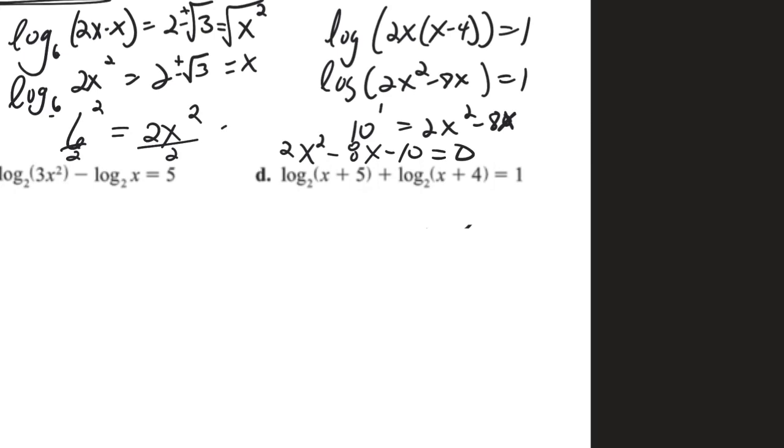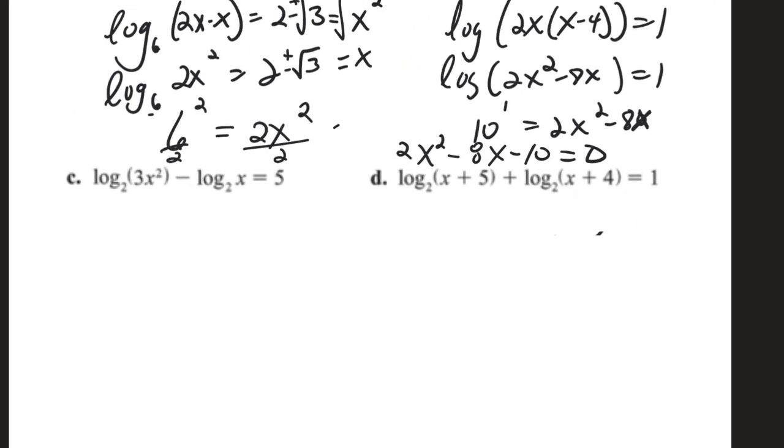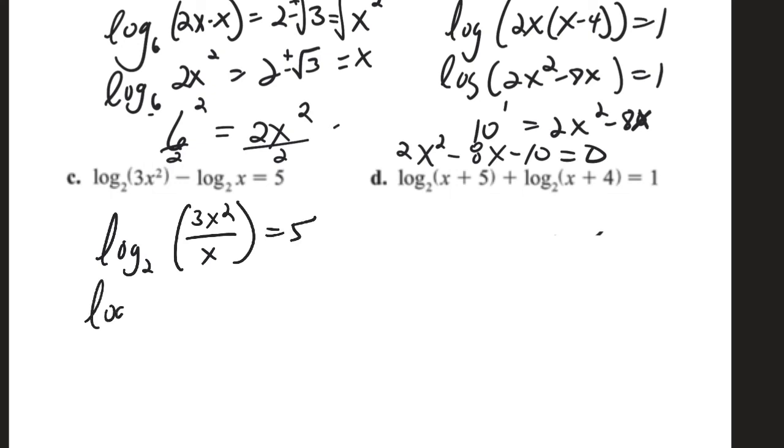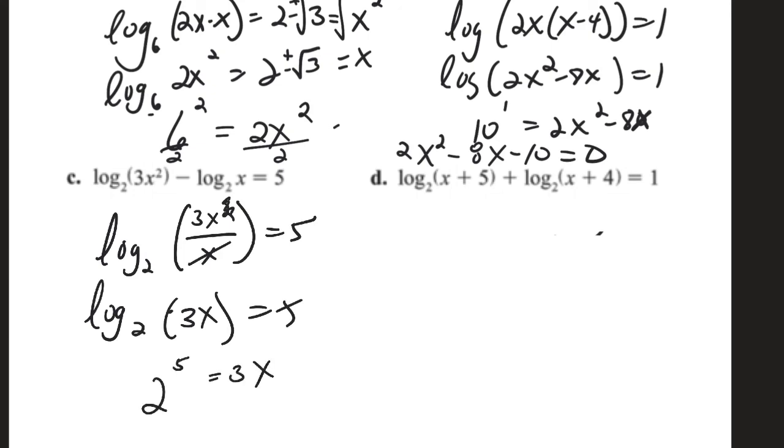C, we are looking at writing this as a single log base 2 of 3x squared over x equals 5. I can actually simplify inside those parentheses and just make that log base 2 of 3x equals 5, because one of these x's cancels with one of these. And then I can write this in exponential form. 2 to the 5th power equals 3x. Divide both sides by 3. In my calculator, 2 times 2 is 4, times 2 is 8, times 2 is 16, times 2 is 32. So my answer is going to be 32 divided by 3. I'm leaving it that way.